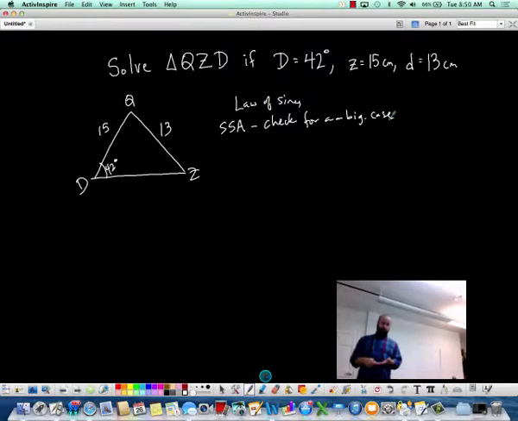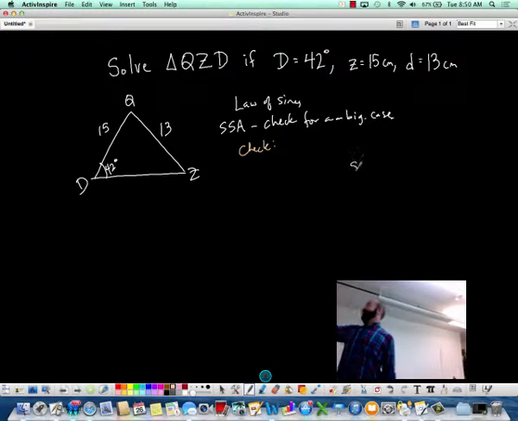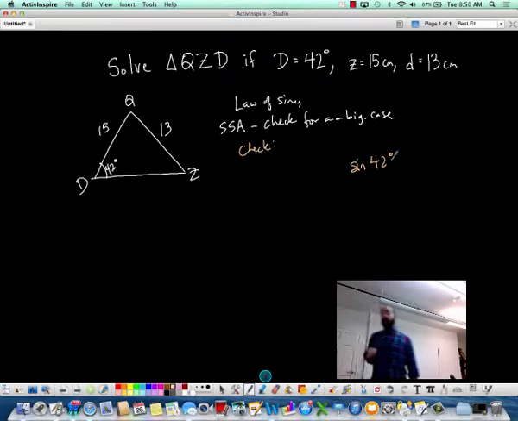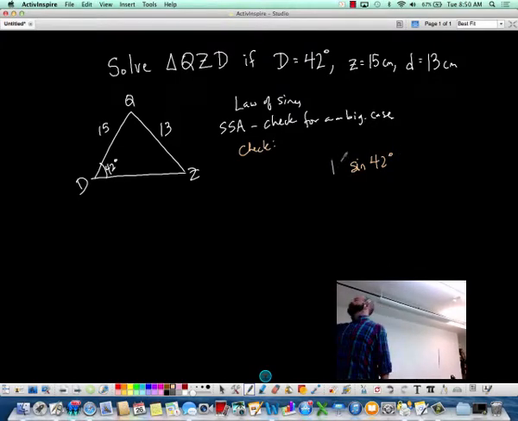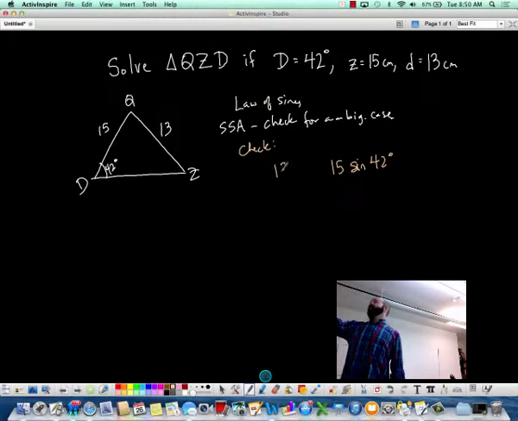Now, the check for the ambiguous case involves taking the angle that you're given, which is angle D here, and taking the sine of that, so the sine of 42 degrees, and multiplying it by the side that's not opposite that angle. So that'd be 15 times the sine of 42 degrees, and then comparing that to the side that is opposite, so 13. So what I'm going to do is grab my calculator and do this work.